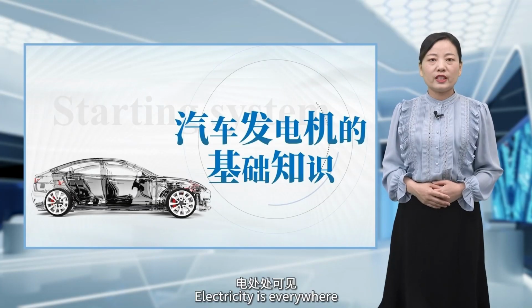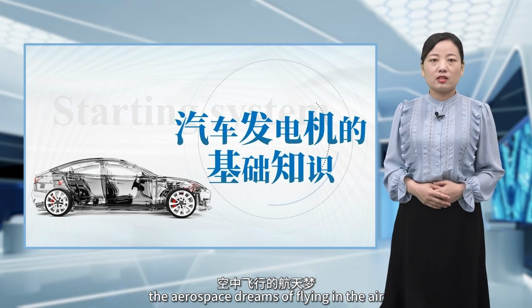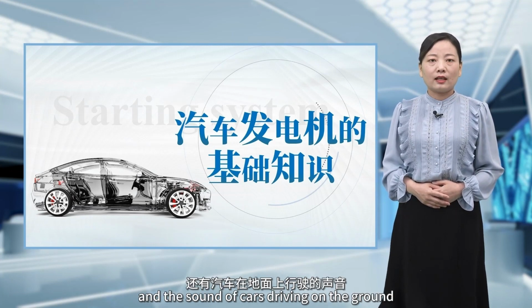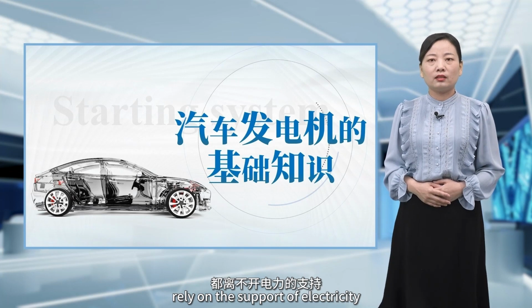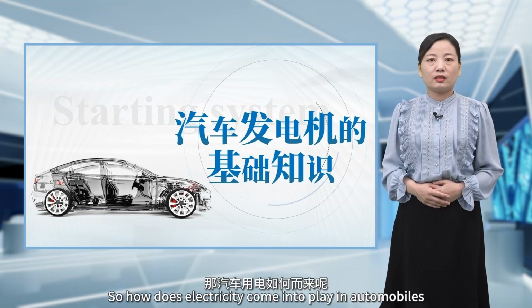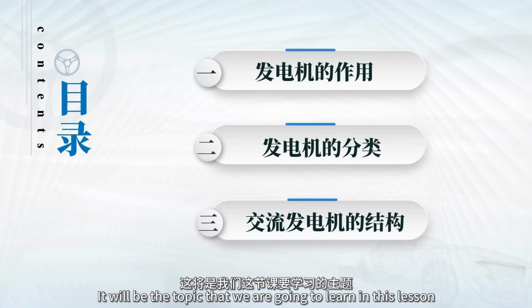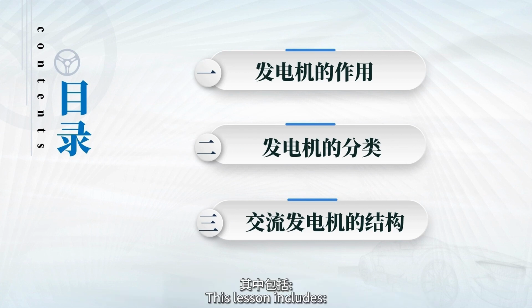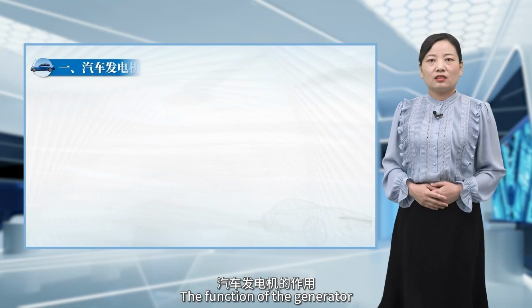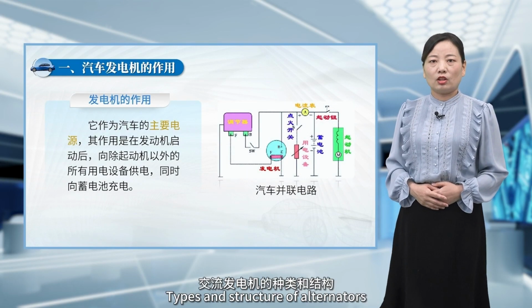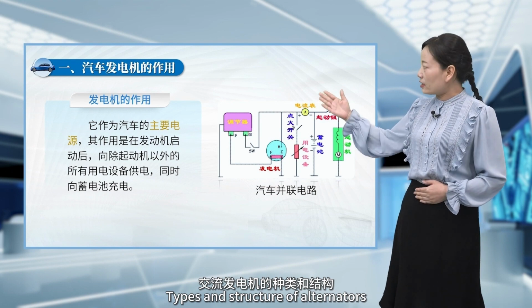Electricity is everywhere. The aerospace dreams of flying in the air, and the sound of cars driving on the ground rely on the support of electricity. So how does electricity come into play in automobiles? It will be the topic that we are going to learn in this lesson. This lesson includes the function of the generator, classification of the generator, types and structure of alternators.